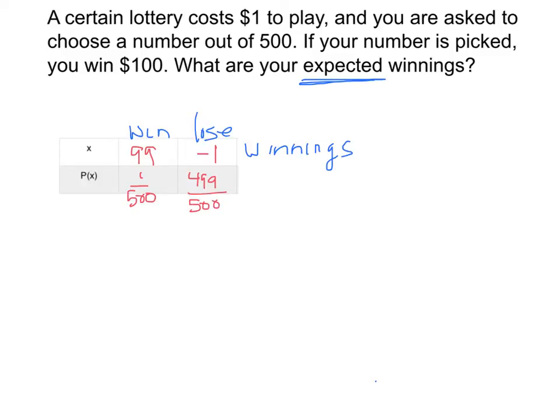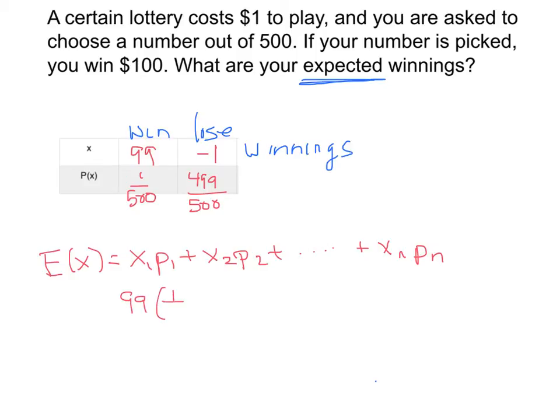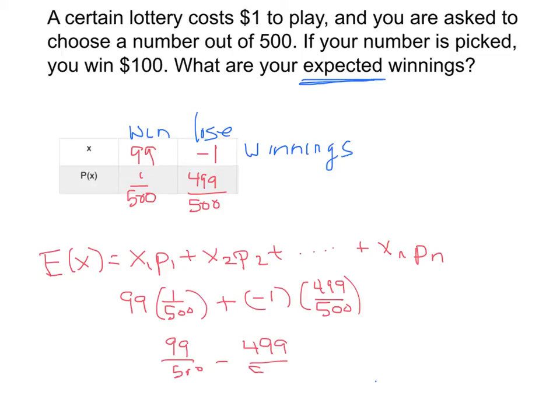Perfect. So now, in order to find our expected winnings, remember, in order to find expected value, all you do is multiply each x times its probability. So this is what our formula would look like. In our case, we only have two of them. So we've got 99 times 1 over 500 minus, or plus, if you want to say that, -1 times 499 over 500. So let's see what we get. We get 99 over 500 minus 499 over 500. This gives us -400 over 500, and when we divide this, we find that this gives us -0.8.